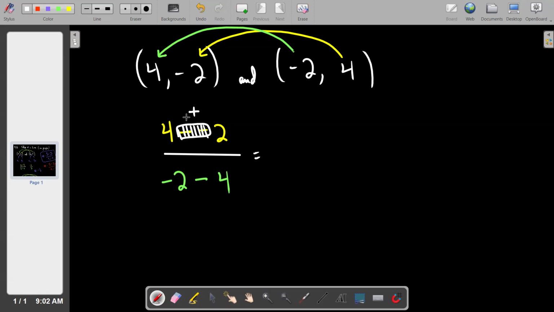What do we get on top? 6. What do we get on bottom? -6. When you do fractions, if one of them is a positive and one of them is a negative, overall, your answer is going to be a negative. And what is 6 reduced with 6? So our slope is a perfect -1. If you could see this line, it would go downhill, probably looking something about like that. Okay, and it would have a perfect downhill slope of down 1, right 1. That's usually what those look like.